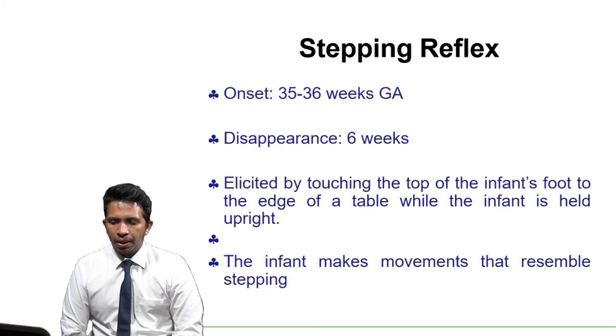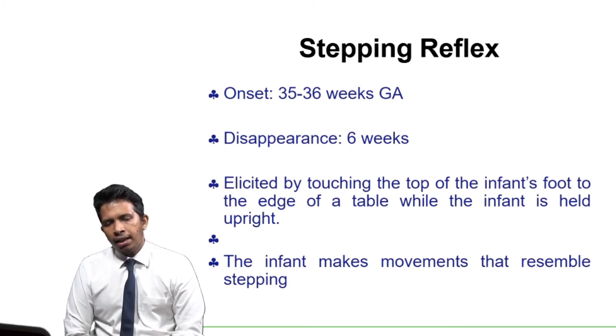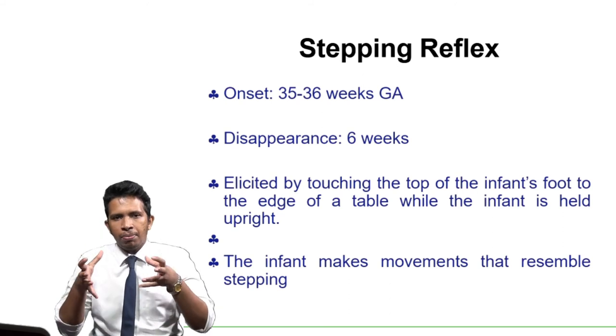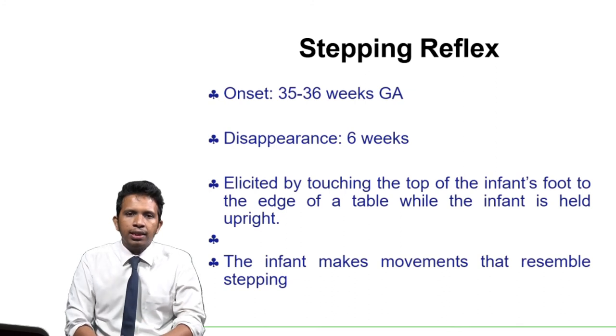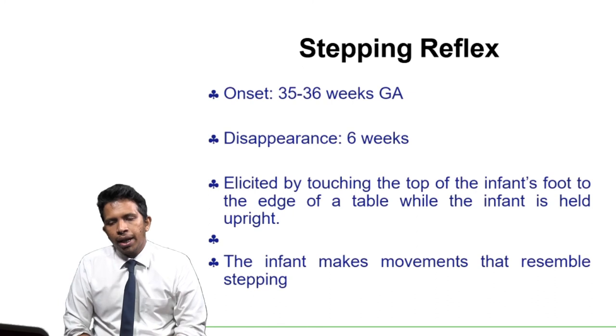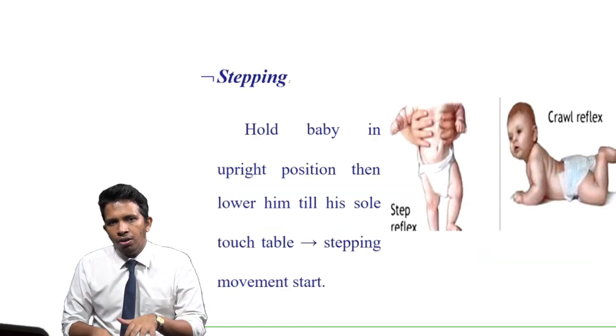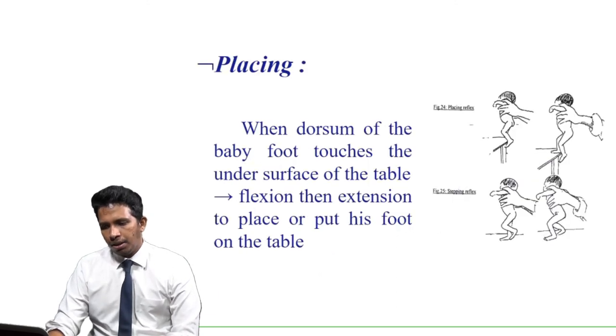Then we have the stepping reflex. So how do we do the stepping reflex? It is seen at 35 to 36 weeks of gestation and disappears at 6 weeks. It is elicited by touching the top of the infant's foot to the edge of a table. We keep the infant upright and lower the infant so the foot is just touching the table. As soon as the foot touches, the infant's legs will make movements such as stepping or walking. This is called the stepping reflex. There you go.